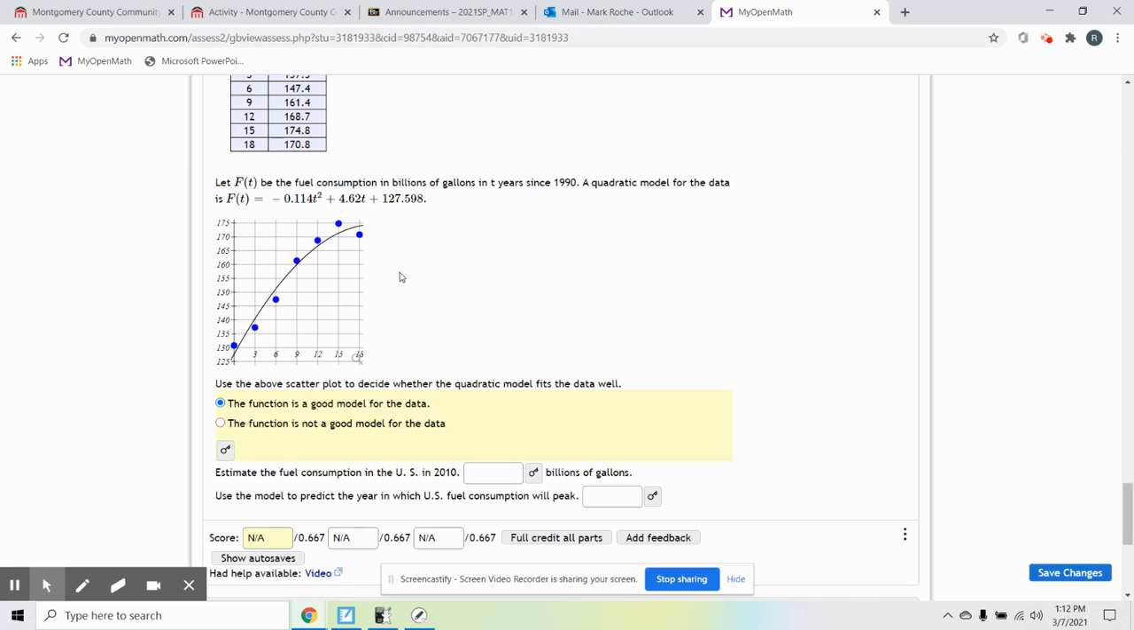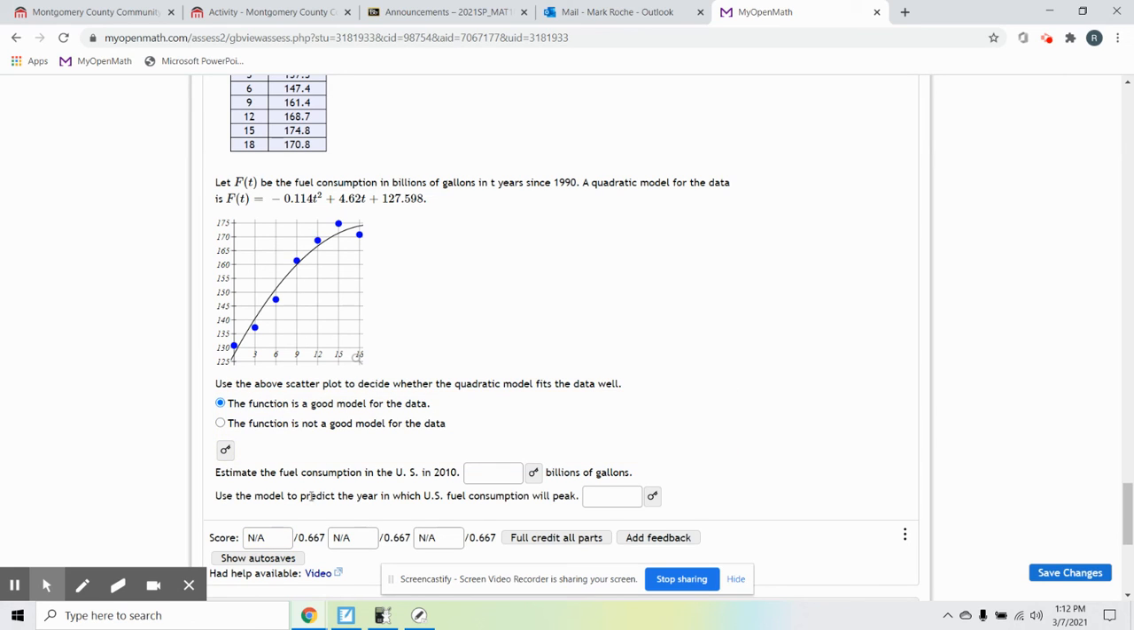It says, estimate the fuel consumption in 2010. Well, this is years since 1990. So I want to know the consumption in 2010. You're going to just put in how many years since 1990 is 2010. Well, that's 20 years. Just going to plug 20 in for T and tell me what you get out.